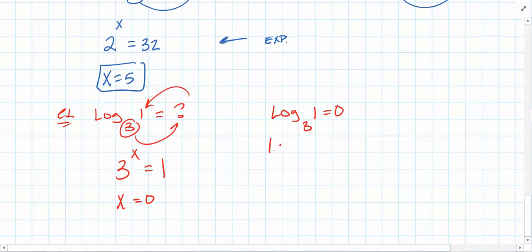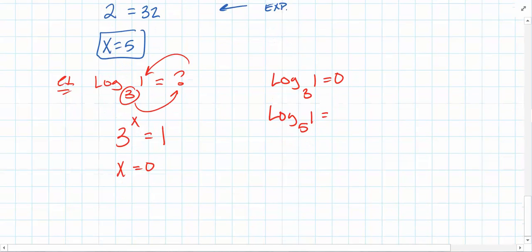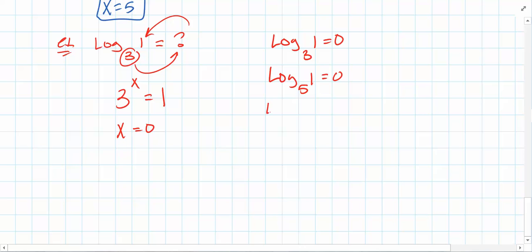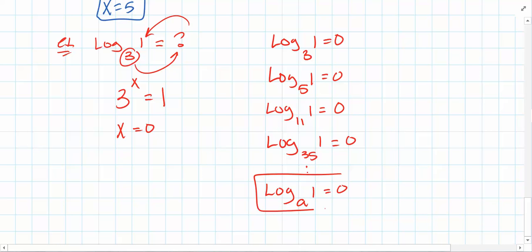Hey, what would log base 5 of 1 be? Bobby says 0 again. Is that true? That's true. Okay. What would log base 11 of 1 be? 0. What would log base 35 of 1 be? 0. Huh. What do you think log base A of 1 is going to be? Yeah, okay, so we kind of figured that one out. That's one of the properties. We'll get to that later.